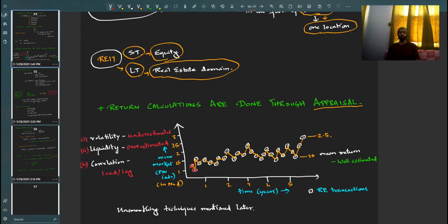1, 2, I'm circling them in red. So 3, 4 and 5. These 5 transactions are chosen and their average value is taken as the single point. Let's say the point comes somewhere here. I'm pointing it in green. Let's say the first point comes like this.